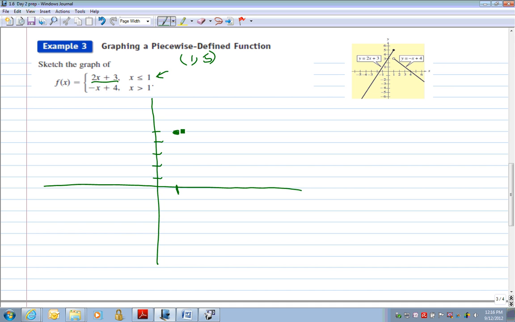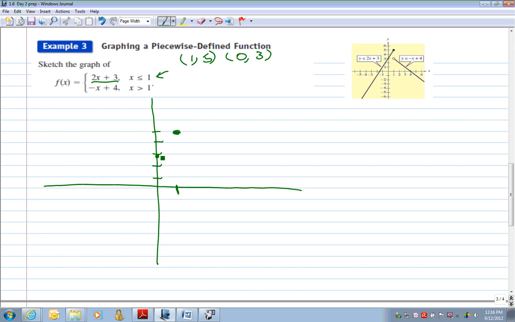I'm going to pick one more point. Since it's a line, I only really need 2 points. So I'm going to pick a value of x that is less than 1. It could be anything. Let's pick 0, an easy one. It could be negative numbers as well. So 0 times 2 is 0, plus 3 would be 3. So at 0 we get 3.